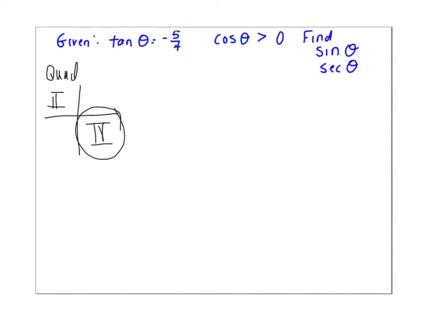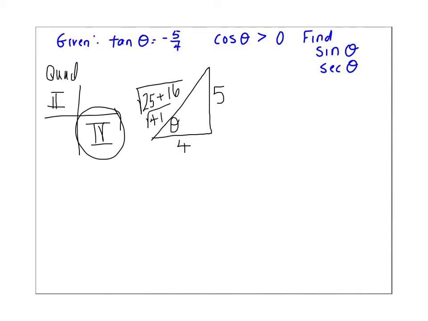All right, so we know what quadrant we're in. The next thing we need to do is draw a triangle. We know that the tangent of theta is 5 over 4. That's the ratio of opposite over adjacent. And then we need the third side. So when we find the third side, since these are both legs, I'm going to have 25 plus 16, which is the square root of 41. All right, so I know what quadrant I'm in. I know all 3 sides of a triangle. And so now I need to use that triangle to find sine theta and secant theta.